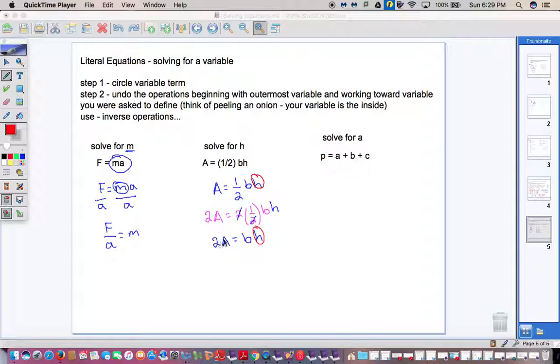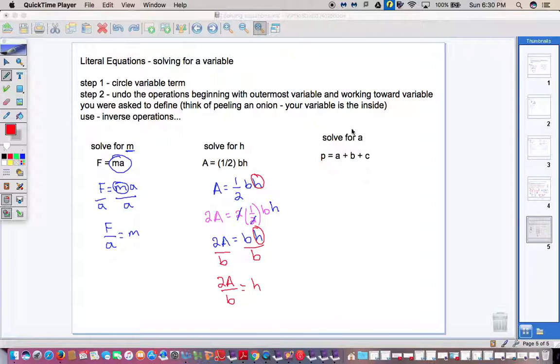And now I still want this h all by itself. So I have 2 times the area is equal to the base times the height. Now I have multiplication currently, so I need to undo that. I need to use my inverse operation, which would be division. So I have that 2 times area divided by base is equal to the height. And that is where I would leave this problem.